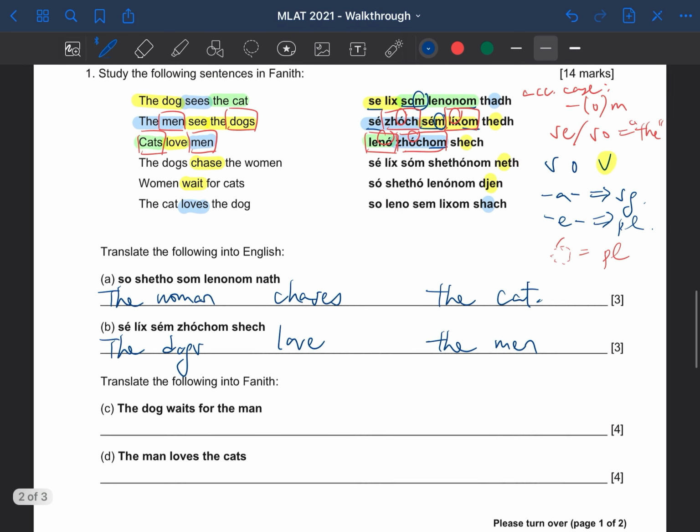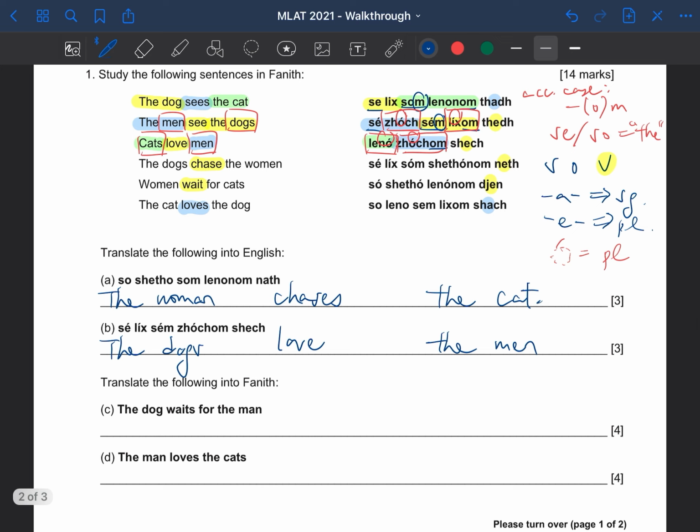Okay, so we have the dog waits for the man. So we need to put this first, and the man second, and waits for the last. So what is the dog? Again, it is Serix. And then for the man, we have se, jok. But notice that it is the object, so we need to put an M for it. So sem, jokom. And what is waits for? Waits for, we can see from here, is actually Jen.